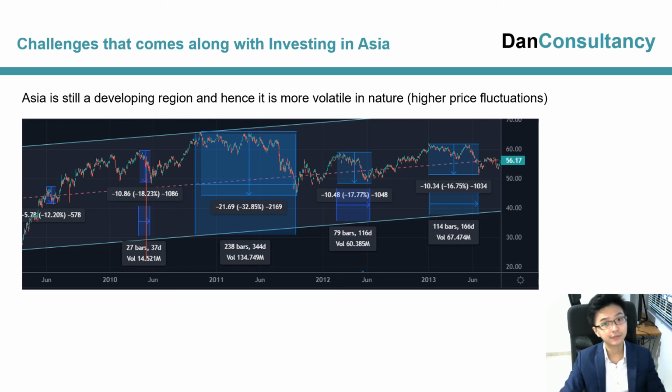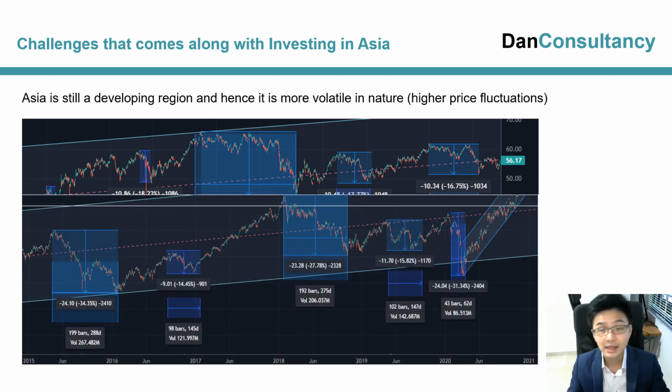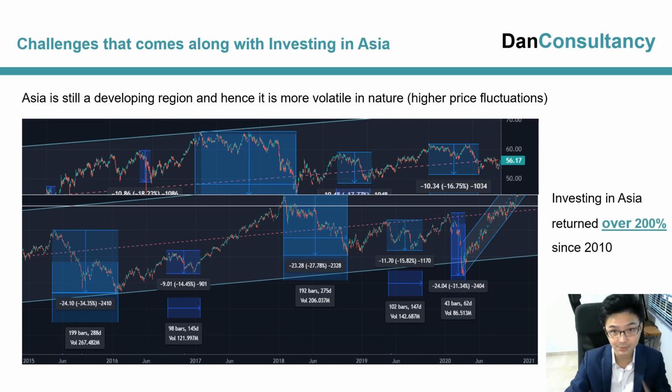In fact, from 2010 to 2014 alone, there are 5 periods of time whereby the market returned on average negative 20%, right? While from 2015 to 2021, there are also 5 periods of time where the market returned on average negative 20% to negative 30% for a long duration of time, usually spanning across 9 to 12 months before things turn for the better, right? However, if you had invested in Asia and stuck by your investment strategy for the last 10 years, your investment would have grown over 200% despite the ups and downs that you would experience over the years.